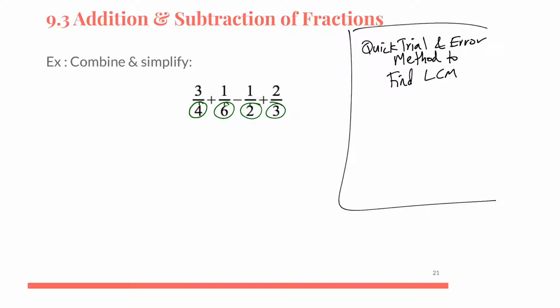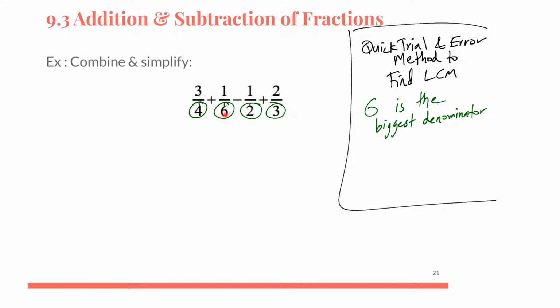The first thing we have to do is identify, between these 4 denominators, the biggest number, which we can all agree is 6. So 6 is the biggest denominator there. That's the first step. The second step would be to ask, can the remaining denominators divide into 6 nicely?